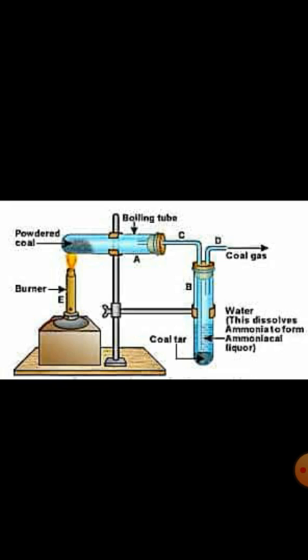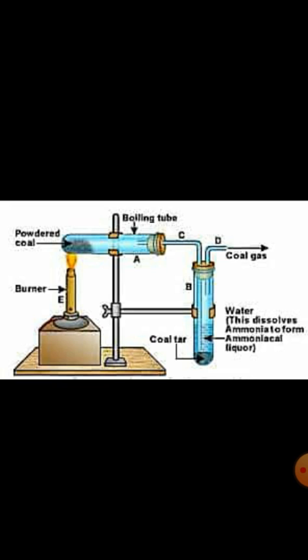We will observe the formation of dark brown vapors. These vapors escape into boiling tube B. The boiling tube B contains water. So when the vapors enter into water, they condense and get separated to form two layers. The top layer contains a clear liquid called ammoniacal liquor, and the lower layer contains a thick black liquid called coal tar.